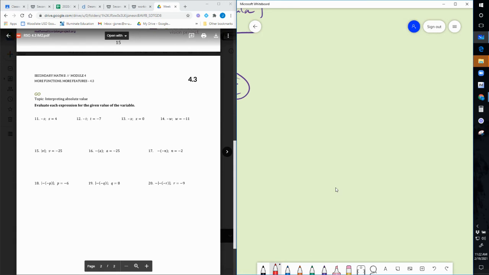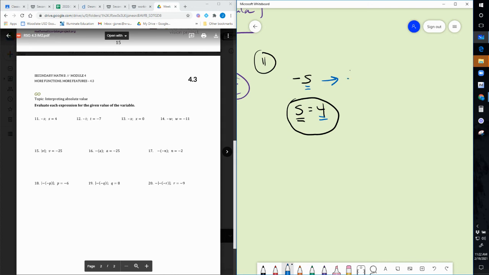All right, the go portion, this is evaluate each expression for the given value of the variable. Very, very simple. All you do is, for example, the first one just says the equation's negative s. And then it tells you s equals 4. So you take whatever the equation tells you, this is number 11, whatever it tells you, and you plug it in for the variable. So everywhere you see an s, you're going to plug in a 4.